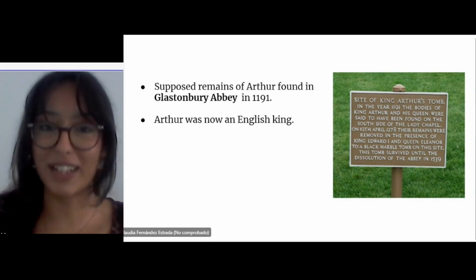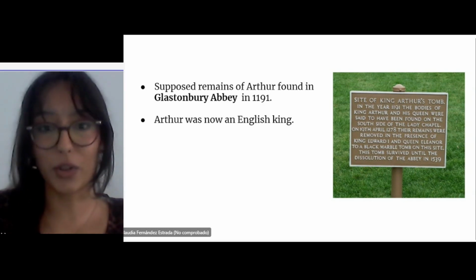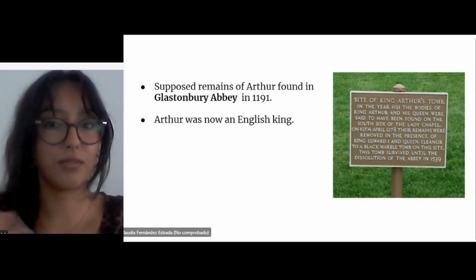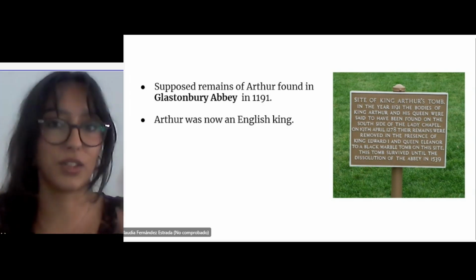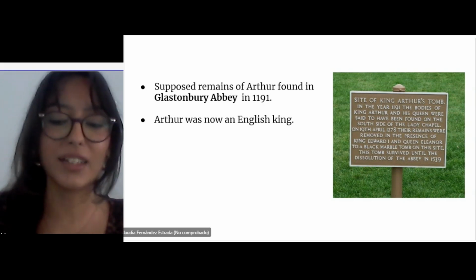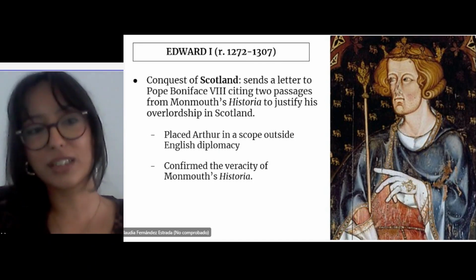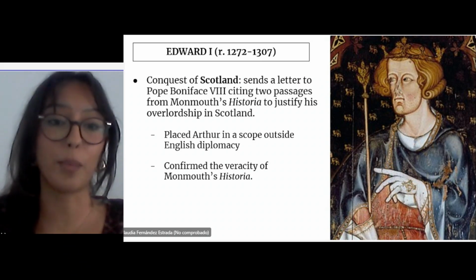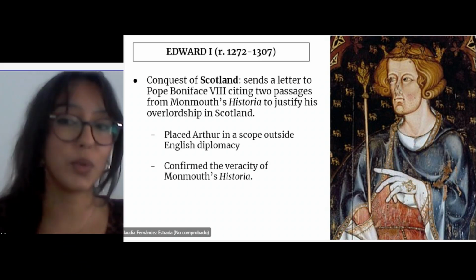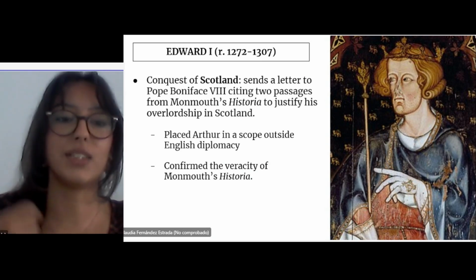And that's very, very interesting, because if an English king, so to say, has conquered pretty much all of Europe, all following English kings are going to have, so to say, right to those lands as well. And this is kind of what Edward I tried to do. Edward I wanted to conquer Scotland, and he sent a letter to the Pope citing 2 passages from Monmouth's history to justify his overlordship in Scotland.